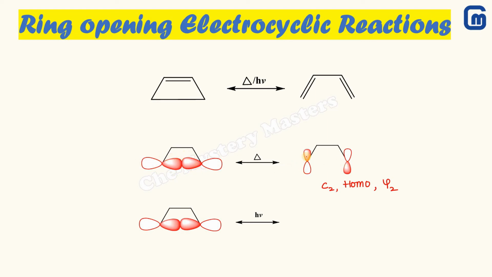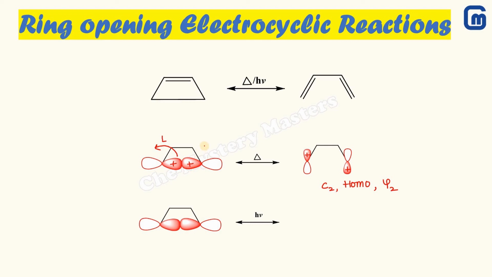For that, if you see here, the positive lobe is on the upper side, while for this particular orbital the positive lobe is on the lower side. So I have to take this positive lobe towards the upside and this positive lobe towards the downside. So how can I do that? If I move this orbital towards my left hand side, this orbital will go towards the upside.